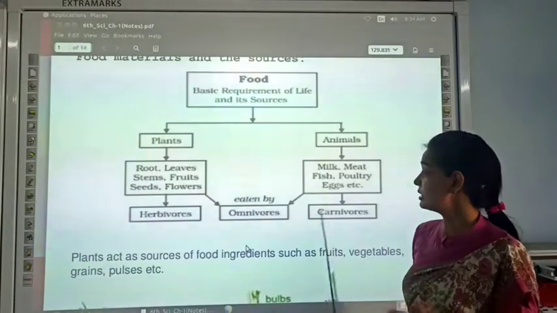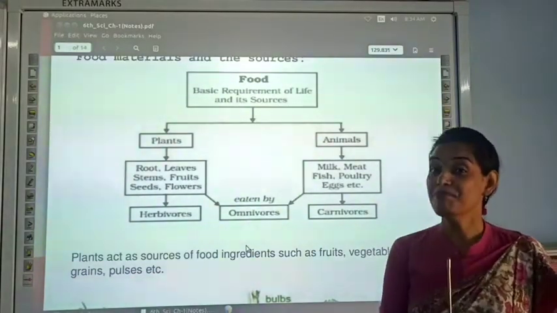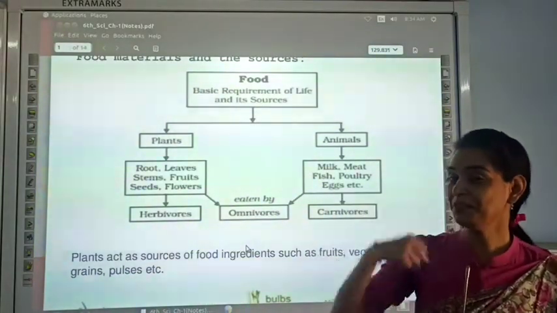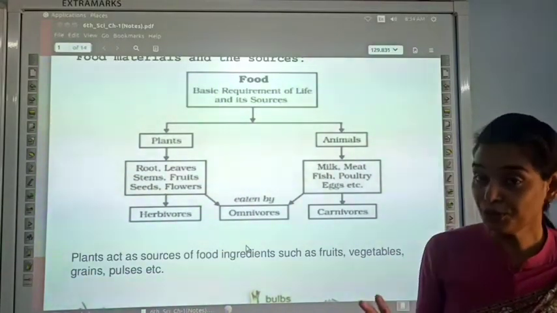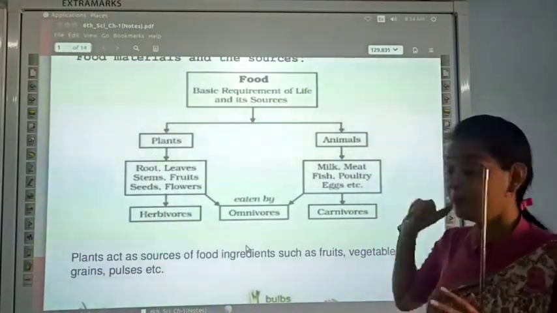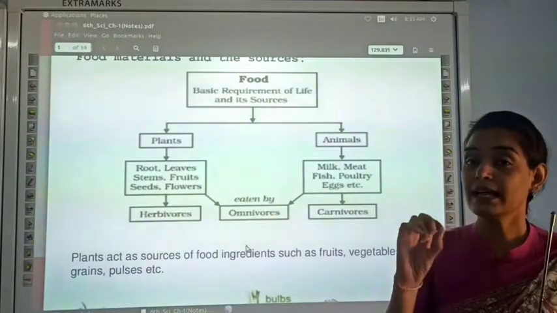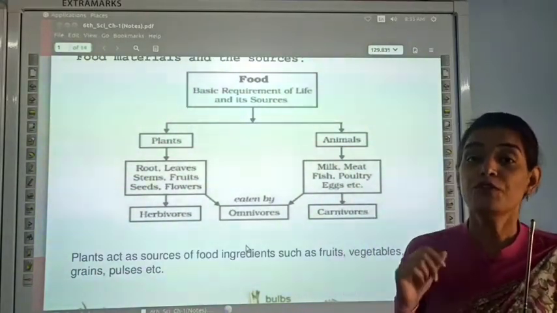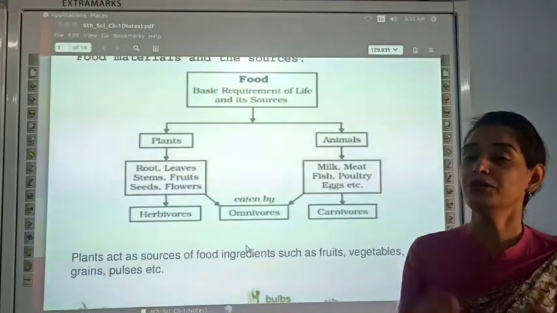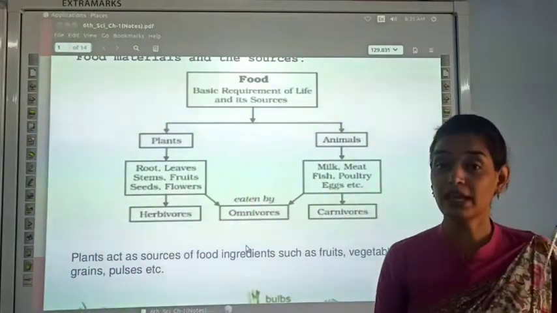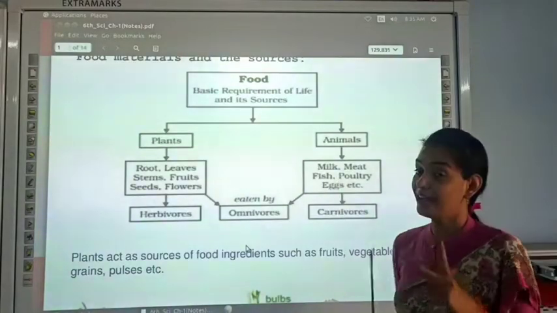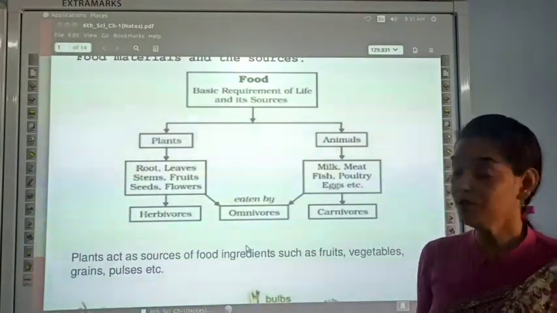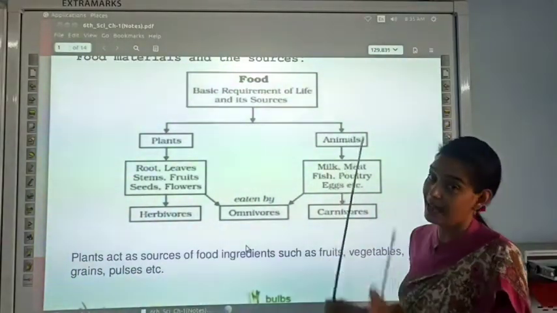Then animal sources, what will they be? That is milk. You know milk is a complete food, because milk can provide all the nutrients, except the fiber. Except for fiber, we get all the nutrients together from milk, so that is called a complete food. So milk we get from the cow, buffalo, goat. So that is the animal source.